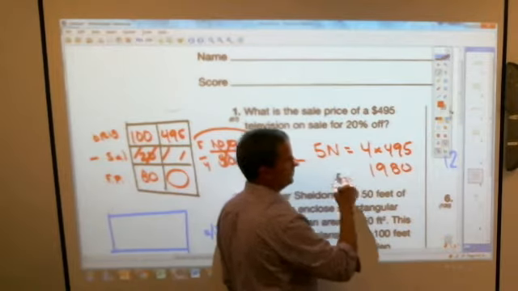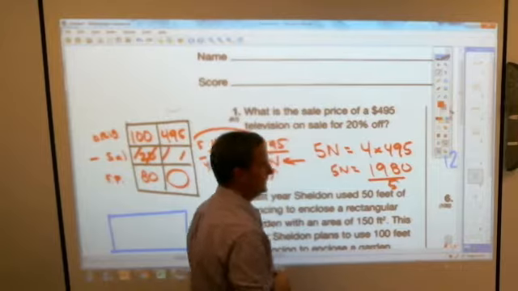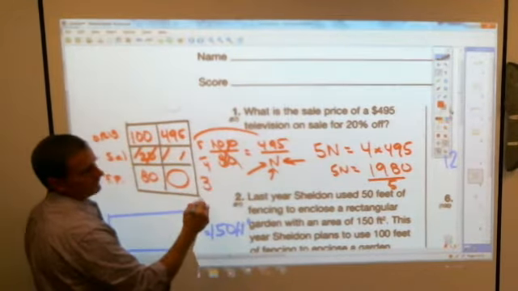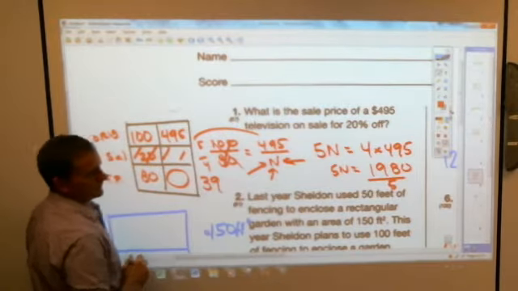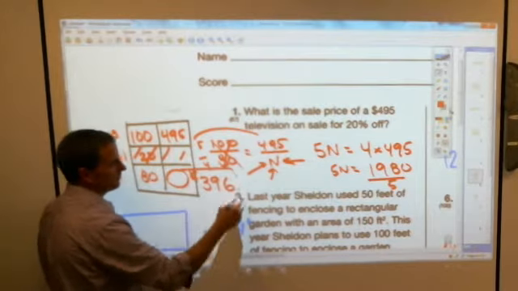1,980 is what you get when you multiply that. And then you just divide by 5. Divide 5 into 1980. I'm guessing you get 3, 15, 48, 9, 45, 36. $396. Bullseye.